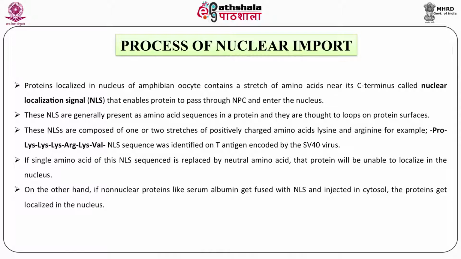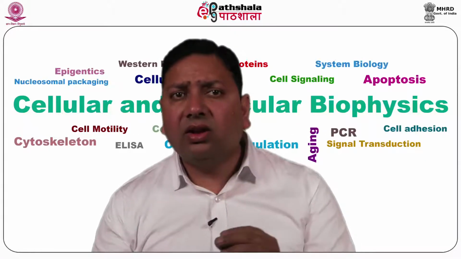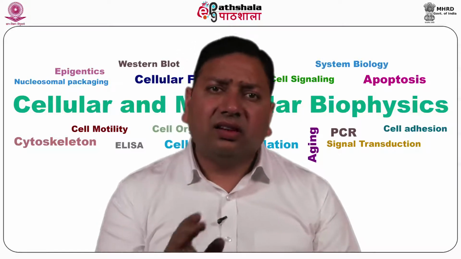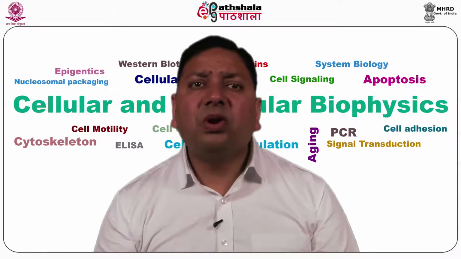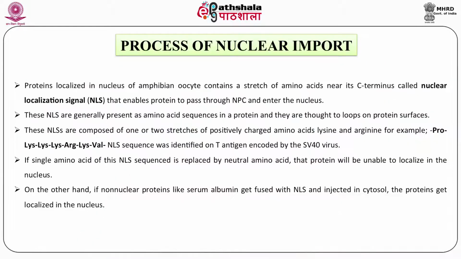And if you see the signal, it starts from proline and has lysine, arginine, lysine, valine. I'll give an example. An NLS signal was identified on the T antigen encoded by the SV40 virus. If a single amino acid of this NLS sequence is replaced by a neutral amino acid, that protein is unable to localize in the nucleus. On the other hand, if a non-nuclear protein like serum albumin is fused with NLS signals and injected in the cytosol, the protein gets localized into the nucleus.